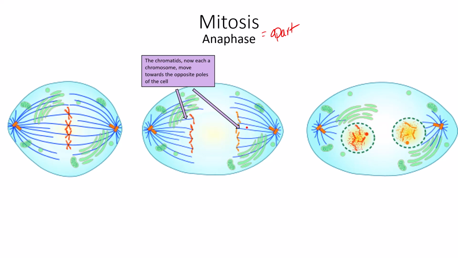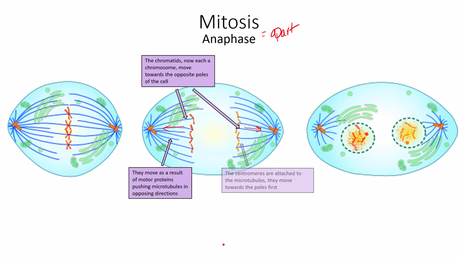All of these microtubules will be shortening, which are being pulled in tightly to the centrosome, which is going to eventually become the new nuclei. They move as a result of motor proteins, again pushing those microtubules in opposite directions. And the centromeres are attached to the microtubules. They move towards the poles first.